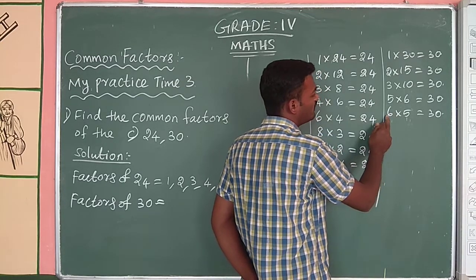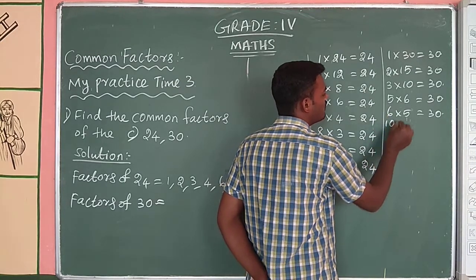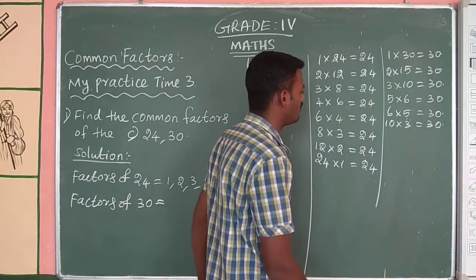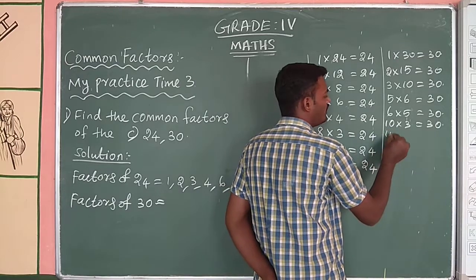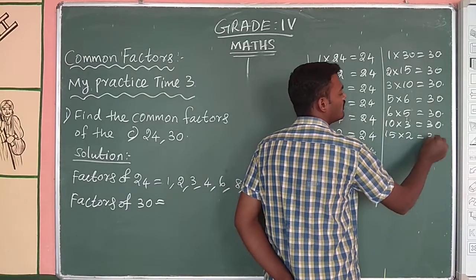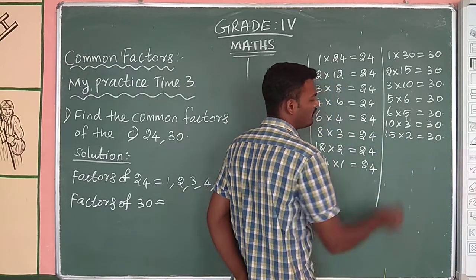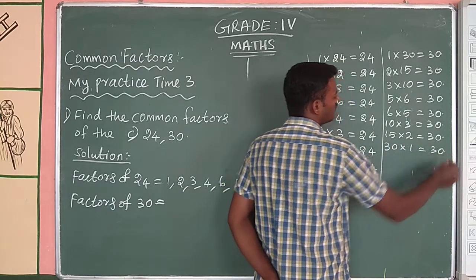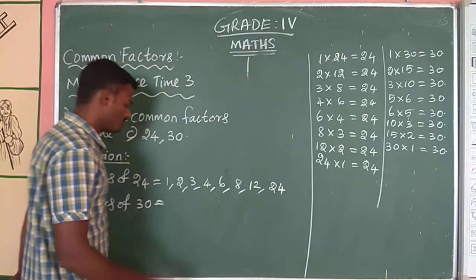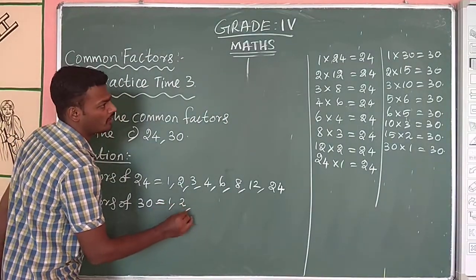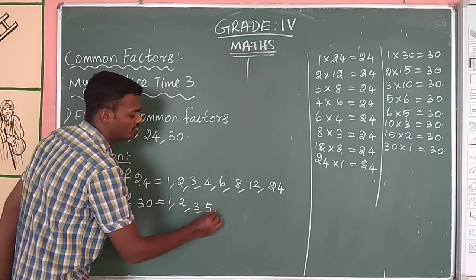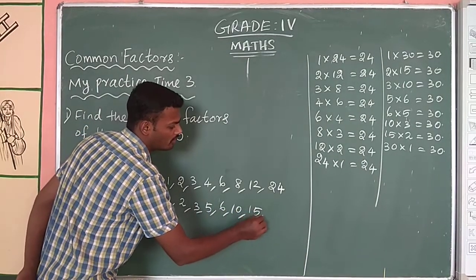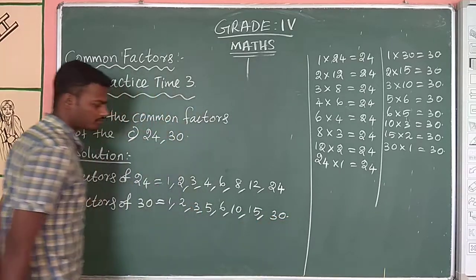So next one, 10th table, 10 3s are 30. Next, 15th table, 15 2s are 30. Next, the last table, 30 1s are 30. So 30 comes in the first table, second table, third table, fifth table, sixth table, 10th table, 15th table, and 30th table.